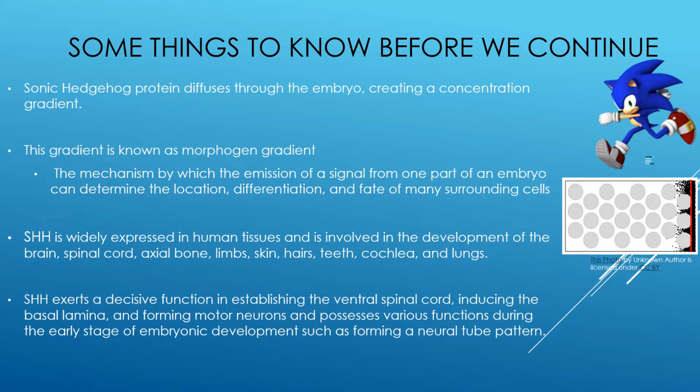The sonic hedgehog protein diffuses through the embryo, creating a concentration gradient. This gradient is called the morphogen gradient. The morphogen gradient is a mechanism by which the emission of a signal from one part of an embryo can determine the location, differentiation, and fate of many surrounding cells.